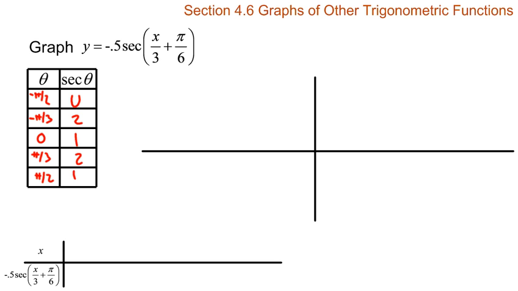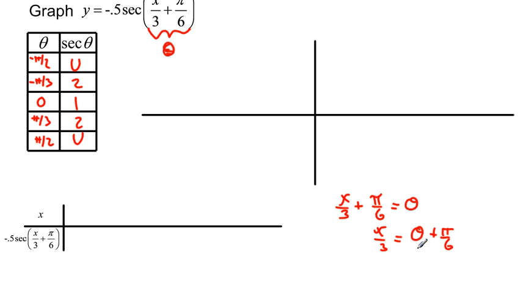Okay, so again, we always set this equal to theta, and we have to solve for x. That's how we're going to get these x values: we solve for x, and whatever we do to theta gives us our new x value. So I'm going to go down here and do x over 3 plus pi over 6 equals theta. Okay, so I'm going to go ahead and subtract pi over 6. So x over 3 equals theta plus pi over 6. Let's go down here, and I'm going to multiply both sides of our equation by 3.